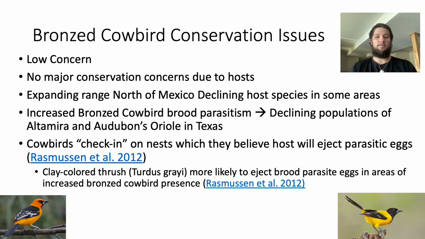Population declines of Altamira oriole and Audubon's orioles, and I put those down here in the bottom corners of the screen, have been linked to increased brood parasitism of bronzed cowbirds on both of these species, as well as other species. And according to Rasmussen et al., bronzed cowbirds may be more present around and even check in on nests, which they believe are more likely to eject parasitic eggs. And Rasmussen et al. also found that the clay-colored thrush is more likely to eject parasitic eggs from the nest in areas where bronzed cowbird presence is higher.